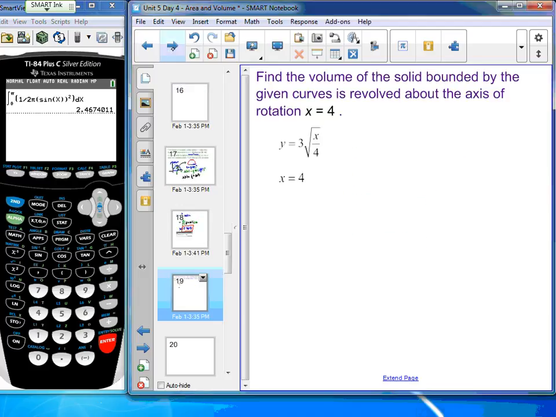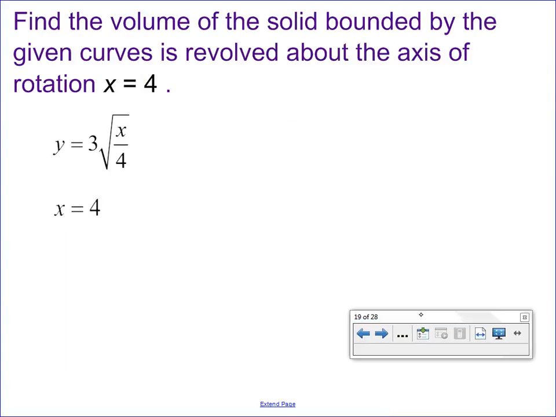Not only will we be asked to find the volume of solids with known cross sections and some predefined base, we'll also generate a solid by taking some predefined region and rotating it about some axis of rotation and considering the three-dimensional space shape that results. So let's consider the volume of the solid bounded by the given curves, and let's revolve it about a particular axis of rotation. In this case, let's consider the region bounded by y equals 3 root x over 4 and x equals 4. So let's consider what this picture is going to look like.